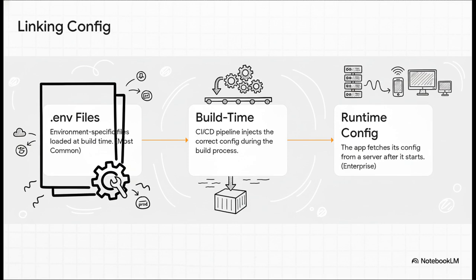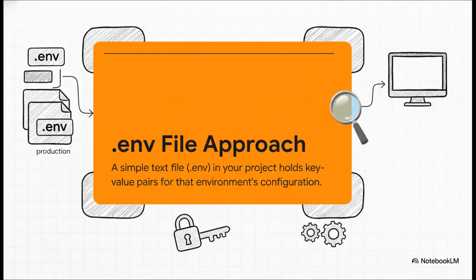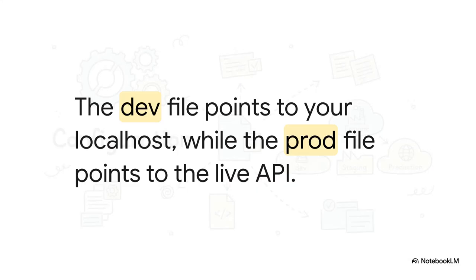Now, there are a few ways to actually do this. Big enterprise companies might use runtime configs, or the CI/CD pipeline, that's your automated build system, might inject the config. But for now, let's just focus on the most common and practical approach you're going to see every day using .env files. The concept here is just so straightforward. You have these simple text files in your project, named something like .env.development or .env.production, and these files just hold the key value pairs for that specific environment's configuration. That's it.